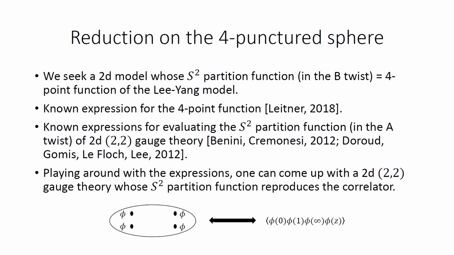All right, so how are we going to go about finding it? Now, there turns out to be an expression for the 4-point function of this Liouville model. So you can just look at the literature and you can find the expression. It's some sum of gamma functions and hypergeometric functions. I have not written it down here, not to overclutter the slide. And similarly, there are expressions for evaluating the S2 partition function of a 2,2 gauge theory. It is given again by some integral of gamma functions.